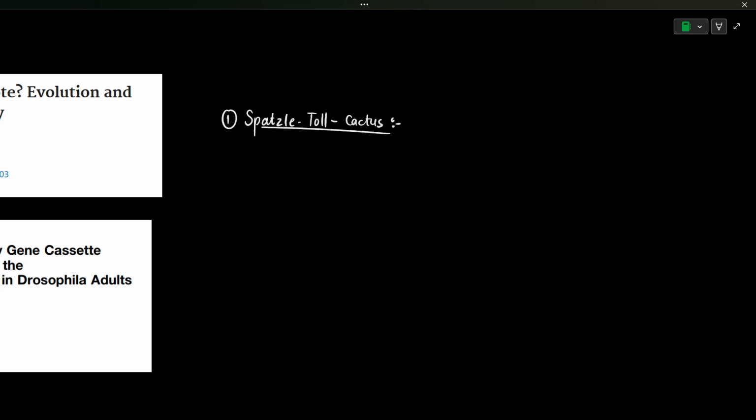First of all, whenever there's a fungal infection, the microbial components of the fungus, such as the beta glucans, which are present in the fungus, will be recognized by the serine proteases and the accessory molecules which are present in Drosophila. There are some accessory proteins such as GNBPs, GNBP3.